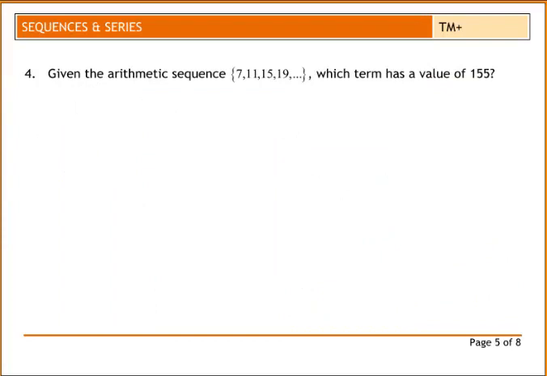Next, given the arithmetic sequence, which term has a value of 155? So from here I know that A1 equals 7. Now it's already telling me it's arithmetic, so D must be 11 take 7, which will be 4. And you can quickly check, 15 take 11 is 4, 19 take 15 is 4. So that's our information there. And it's telling me that AN is 155.